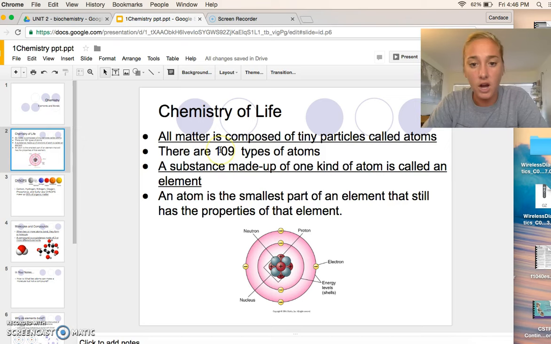There are 109 types of atoms. A substance made up of one kind of atom is called an element, and an atom is the smallest part of an element that has the properties of that element. So if you have 5 atoms of carbon and you've got 1 atom of carbon, they're going to behave the same way. One atom of carbon will behave the same as 5 atoms of carbon.